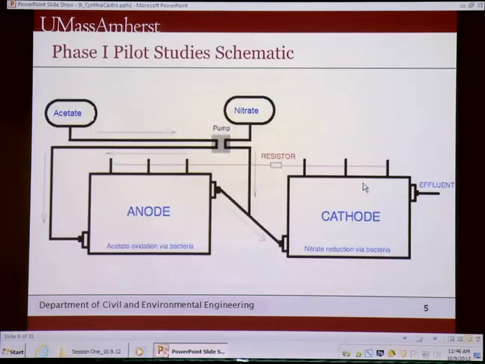So in the laboratory, we set up a pilot system to simulate exactly what was going to happen in Ghana, and we divided it into 2 phases. In phase 1, we bypassed the nitrification chamber and only focused on the anode and the cathode chambers. We fed the anode acetate only, and the cathode was only nitrate. And these were very large systems: 28 liters of graphite granules in both systems and 20 liters of liquid.